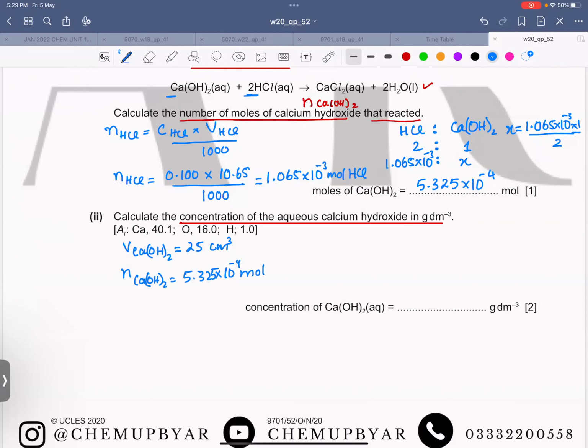So can I find the concentration of calcium hydroxide? Here the concentration, if you see the unit, it's gram per dm cube. But right now, when I am going to divide the moles with the volume, then I'm going to get moles per dm cube. So I will multiply it with the MR to turn into gram per decimeter cube. So first 5.325 exponent minus 4 moles divided by 25, which is in centimeter cube. So it must be further divided by 1000 to turn into decimeter cube. Can anybody tell me the value, please?